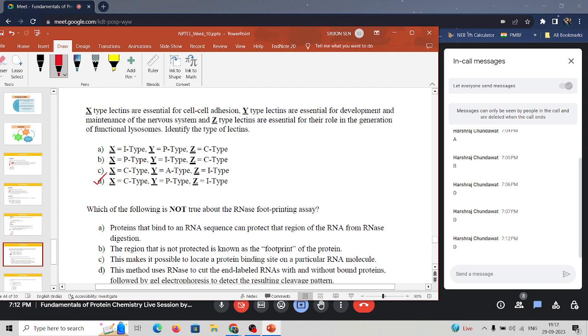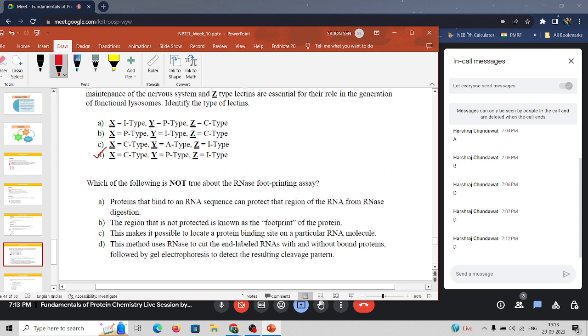So what is the role of A type of lectins? Basically, it also has different roles. I'm not able to recollect what it has, but anyway, P type of lectins are mostly for nervous system maintenance and all.